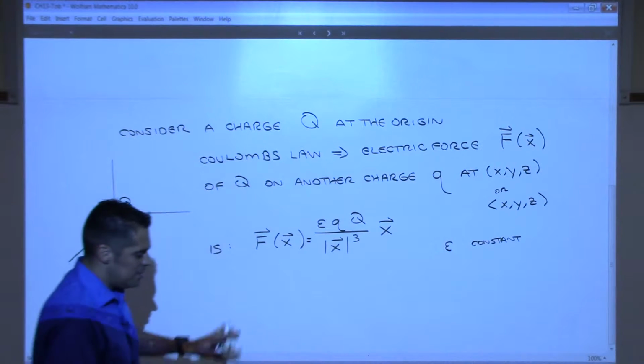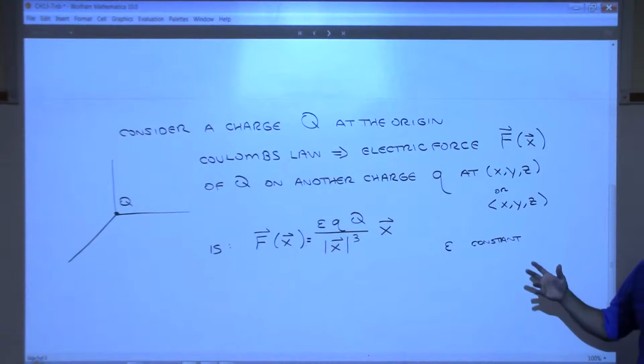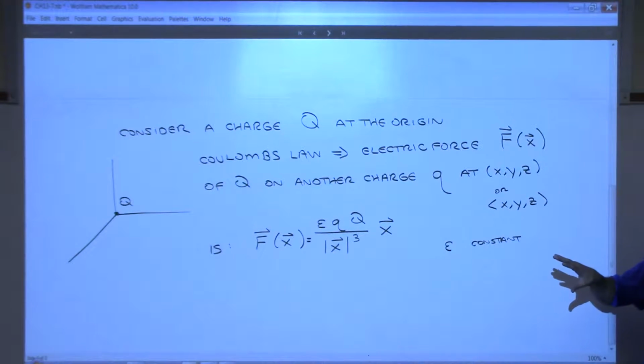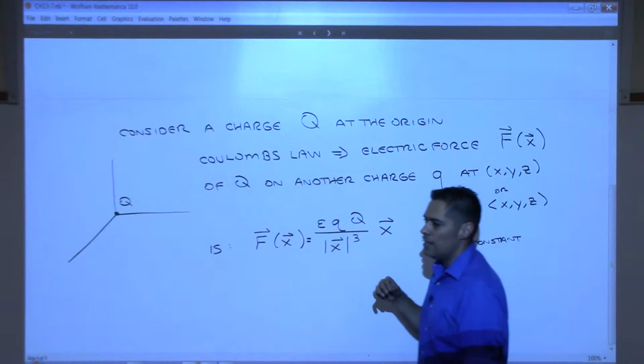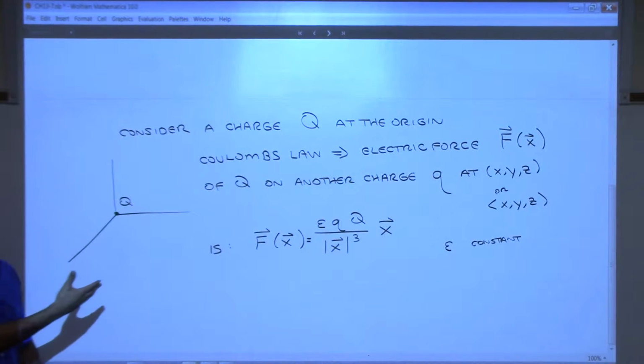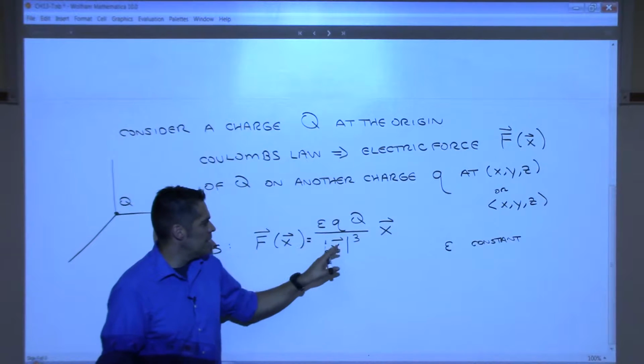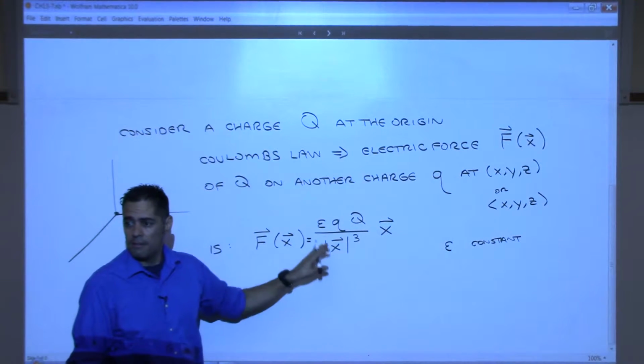So this is the electric force. But in physics, they're not interested in the electric force. They're interested in the force per unit charge. So what they do is they come in, they take this vector field. This is a vector field, isn't it? There's a vector in here. Okay. These are all numbers, aren't they?